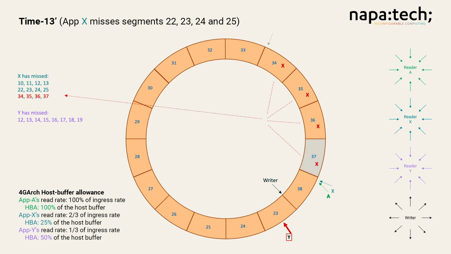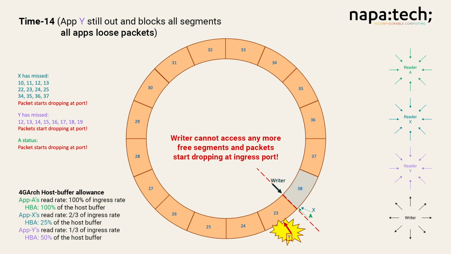The host buffer allowance function continues processing and will force application X to drop contents of segments 34, 35, 36 and 37 and start reading segment number 38, which currently is the last available segment if application Y does not soon complete its processing of segment number 23.